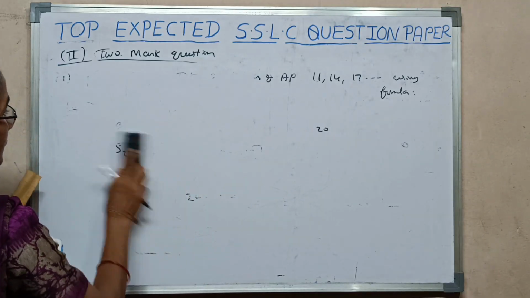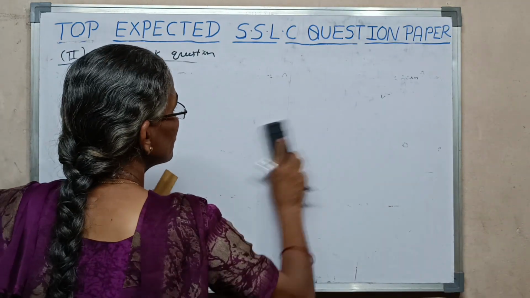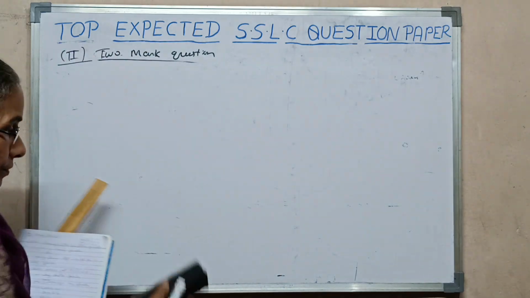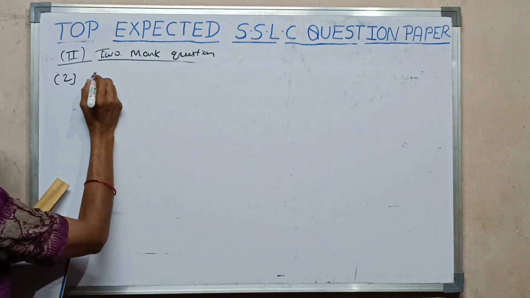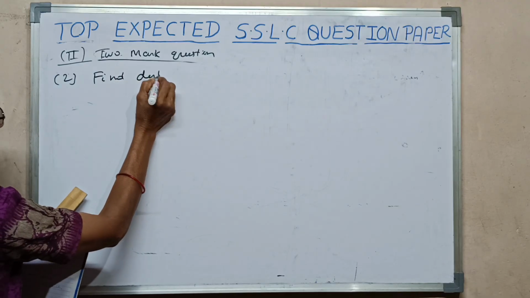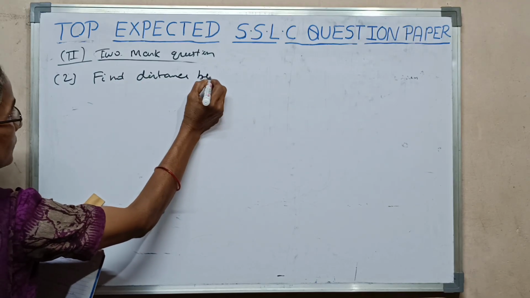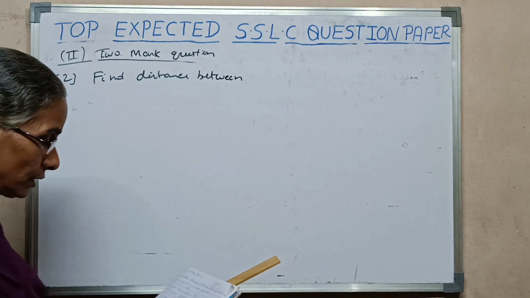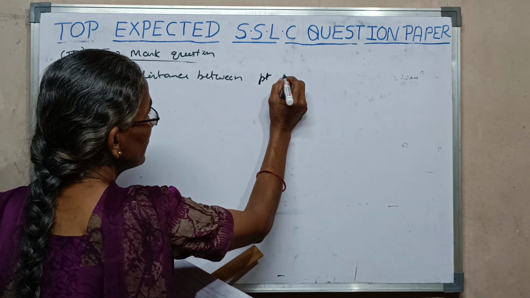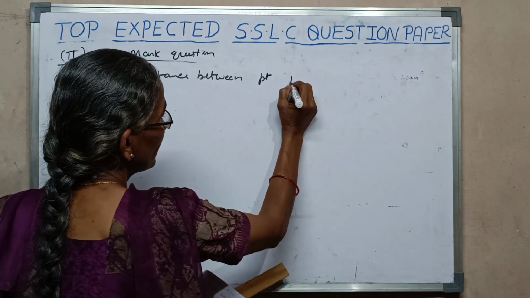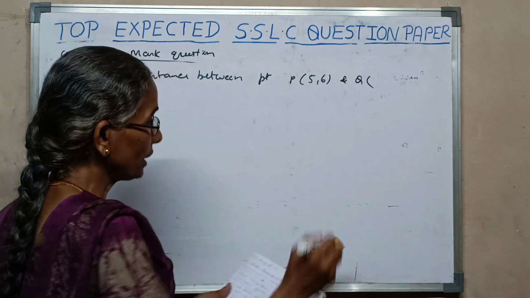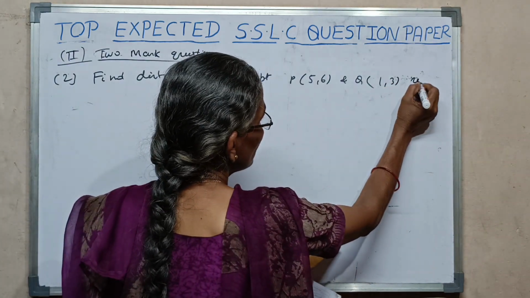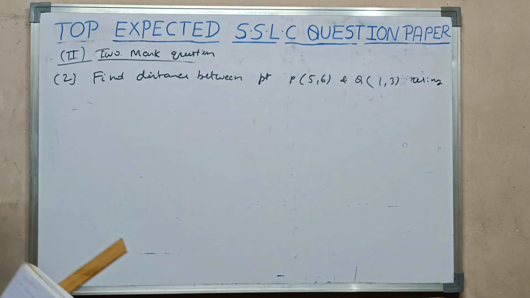Next question. Find the distance between the points P (5, 6) and Q (1, 3) using the distance formula.